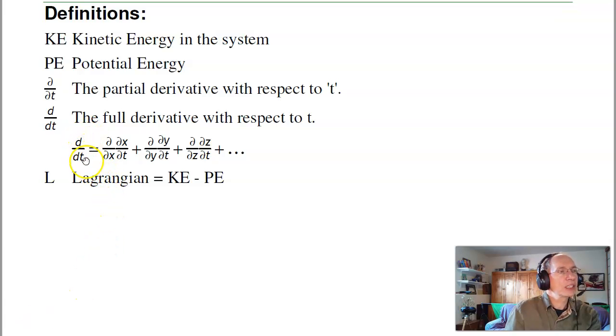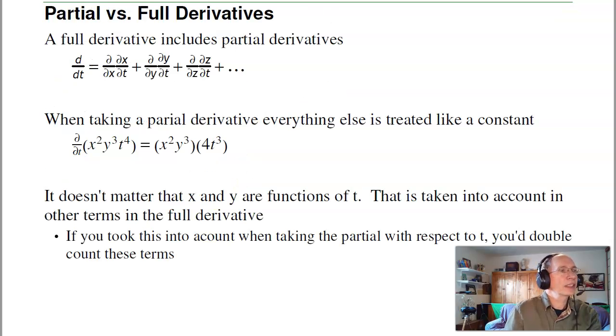A full derivative contains partial derivatives. So the full derivative with respect to t is the partial with respect to x times how fast x is changing, plus the partial with respect to y times how fast y is changing, and so on. The Lagrangian is the kinetic energy minus potential energy. Now going back to partial derivatives, a full derivative includes partial derivatives.